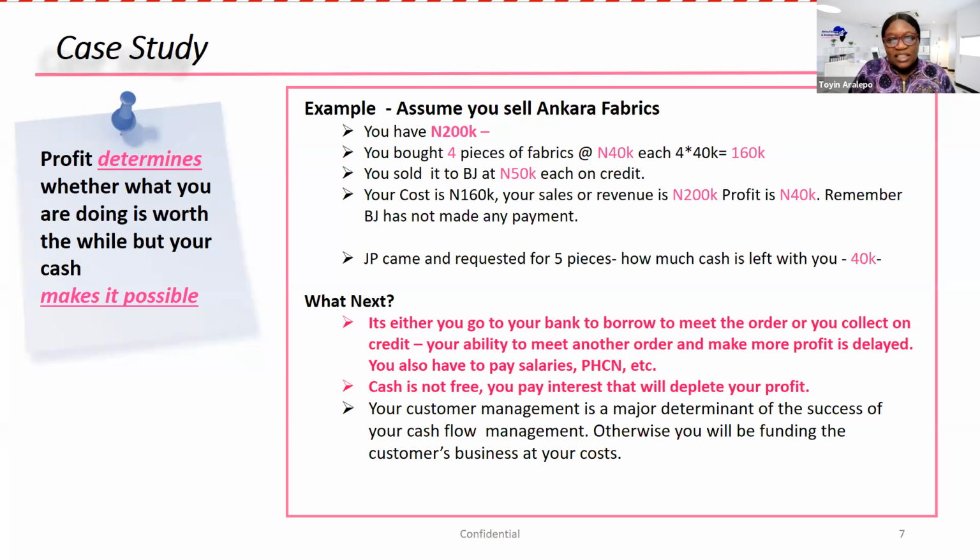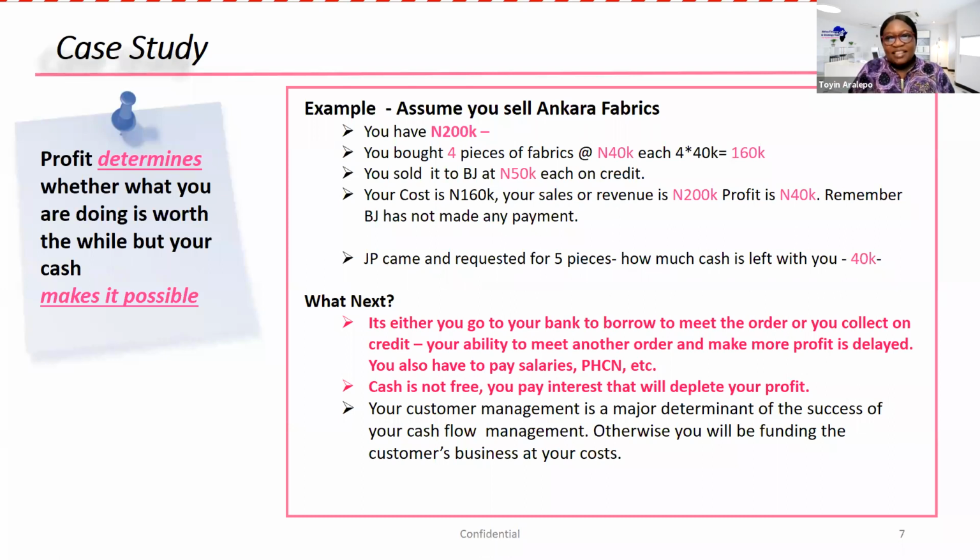Remember, your cost is 160. Your sales or revenue is 200,000. So how much is your profit? I know it's there, but I just want you to please calculate it yourself and just type it in the comment section. How much is the profit? We need to move very fast so that we can cover a lot this night. 40K. Please, you need to work it out yourself. I want to be sure that you are following. Okay, 40K, great. So remember that BJ has not made any payment.